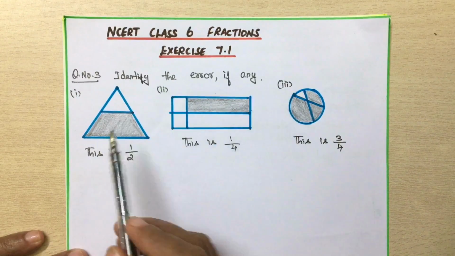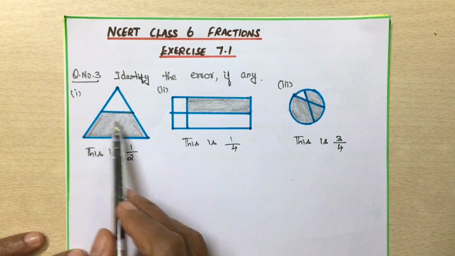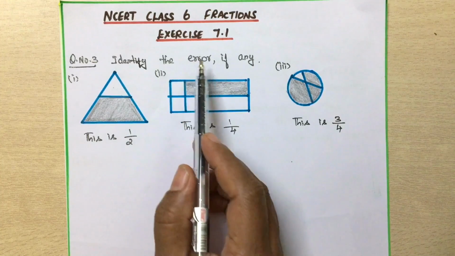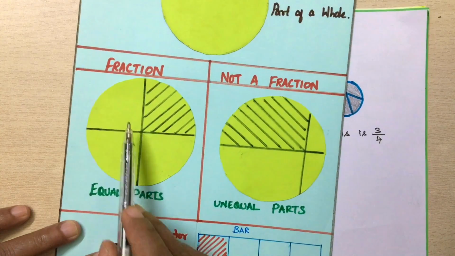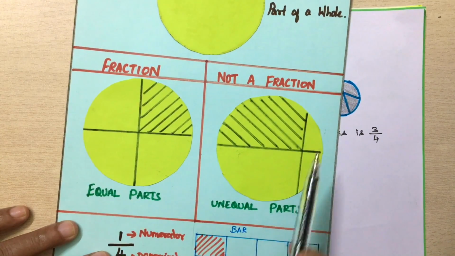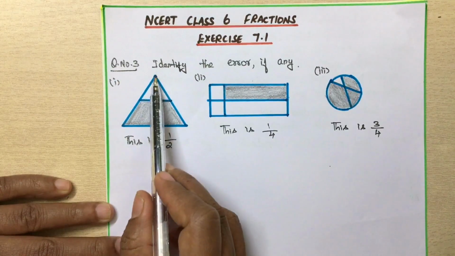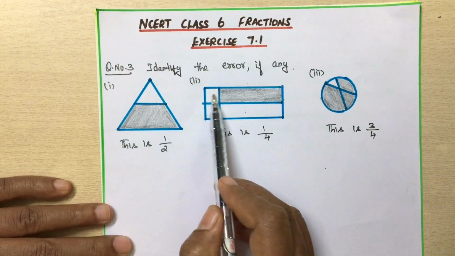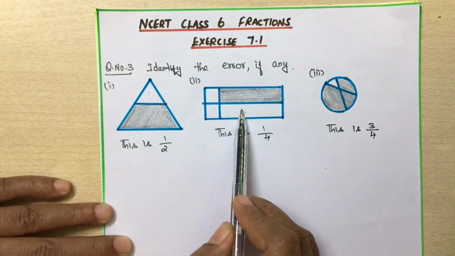They have given 3 different subdivisions. One is the triangle and it is shaded like this, and they have mentioned this is 1 by 2. What is the error? So what is the mistake here? So we know that always fraction should be equally divided. When it is not equally divided, then it is definitely not a fraction. So here in this triangle, this portion is smaller than this one. In this rectangle, you can notice here all the 4 parts, it's not at all equal. Then definitely this is also not a fraction.